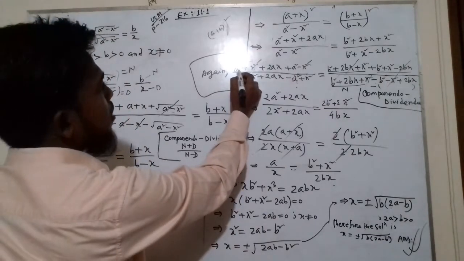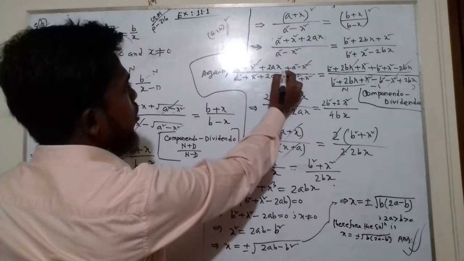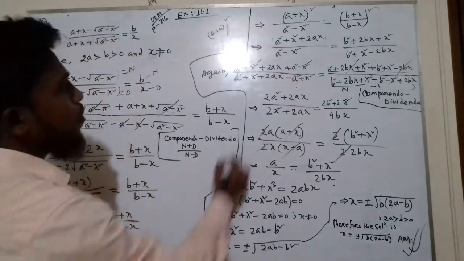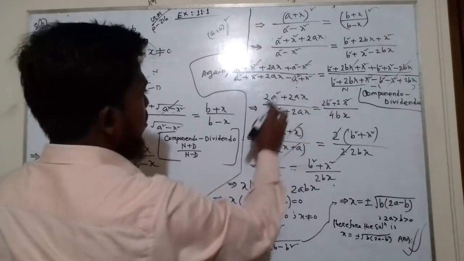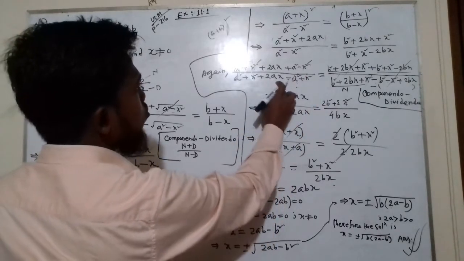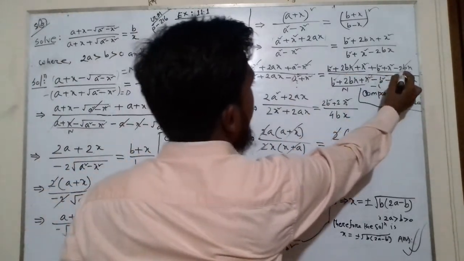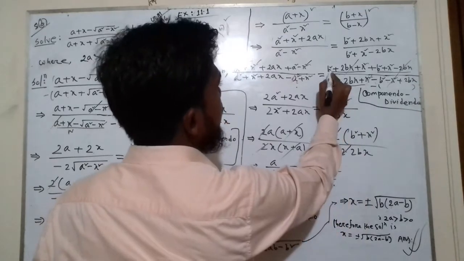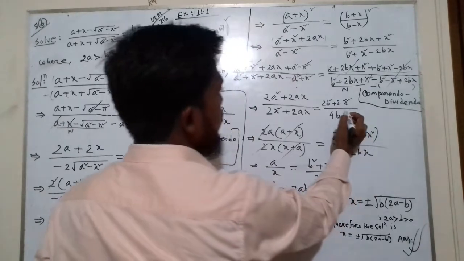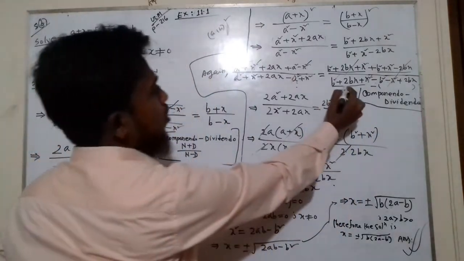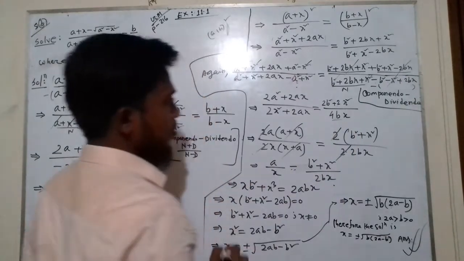So we can write a square plus a square, that means 2a square, plus 2ax plus 2ax, divided by x square adding x square and x square, this is 2x square plus 2ax, equal to 2bx minus 2bx cancel. So we can write b square plus b square, that means 2b square, x square plus x square, that means 2x square, divided by 2bx plus 2bx, that is 4bx. Okay.